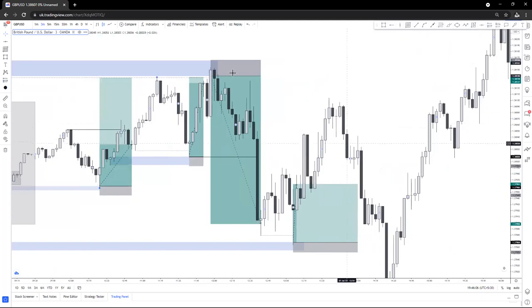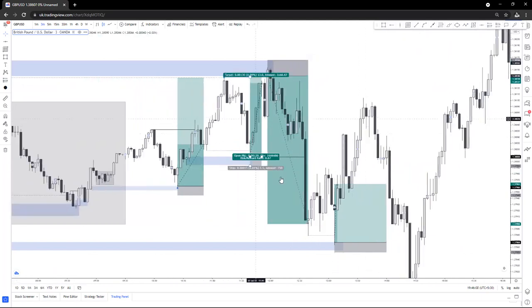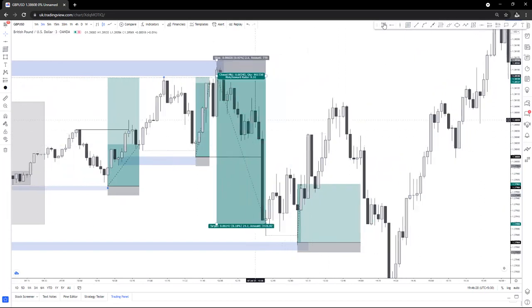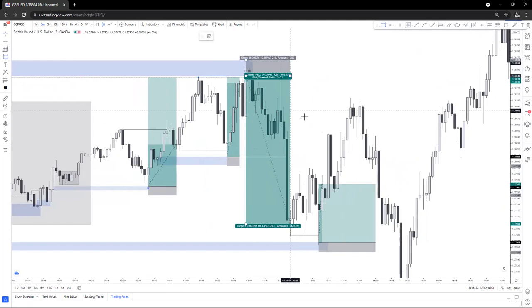Since price broke structure right here, we have a new range from this high to this low. Then we look for discount and premium prices. Anything above this would be a good area for us to sell from because it's a premium price. And then on the 1 minute, there was this very clear order block right here.